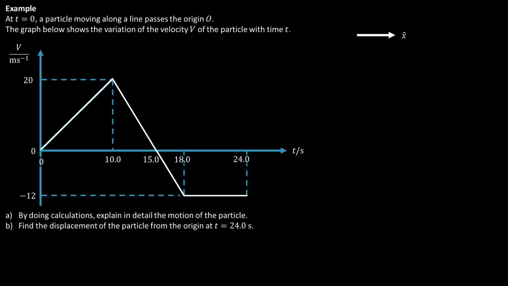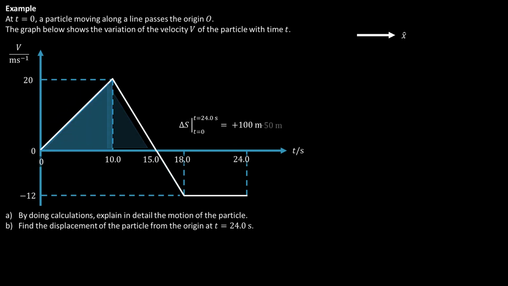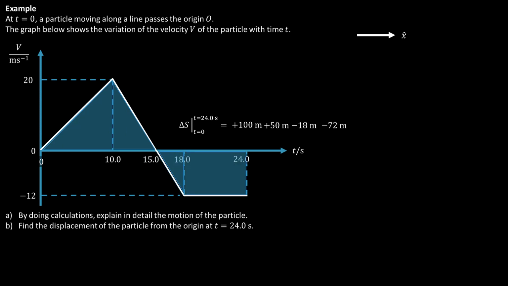Now for part B, all we need to do is to add the displacement covered over the time intervals and obtain delta S equals to 100 plus 50 minus 18 minus 72, which should give you 60 meter, which means the displacement covered over the time interval t equals to 0 to t equals to 24 second is 60 meter to the right. Now how do I know it is to the right? It's because the 60 is positive.